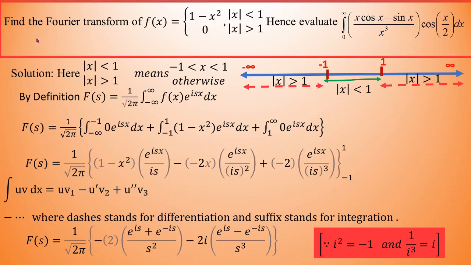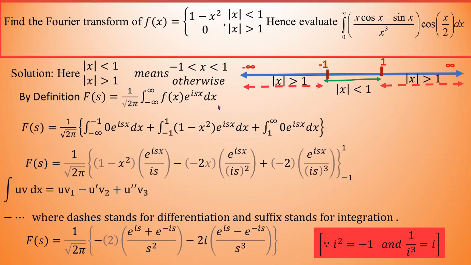As I want the Fourier transform, let's start with the definition. Fourier transform of f of x denoted by F of s is equal to 1 by root 2 pi integral minus infinity to infinity of f of x e raised to power isx dx. Now here we will substitute f of x. Just now we have seen the definition of f of x, that it is 1 minus x square when x is between minus 1 to 1 and beyond that range it takes the value 0.